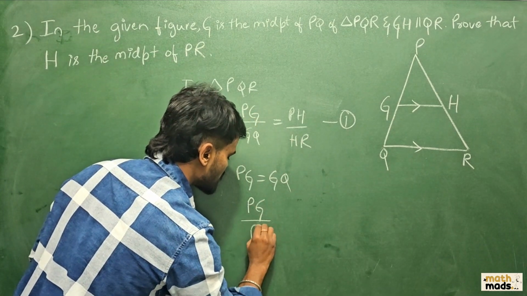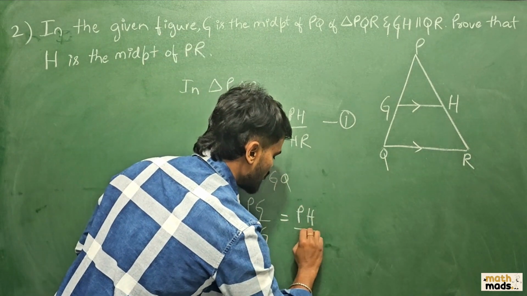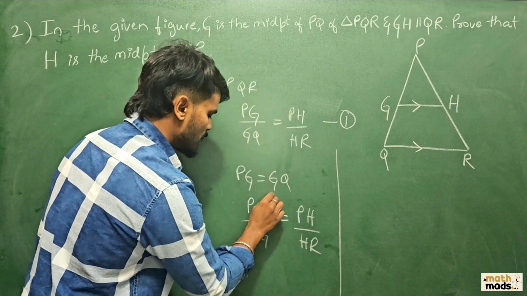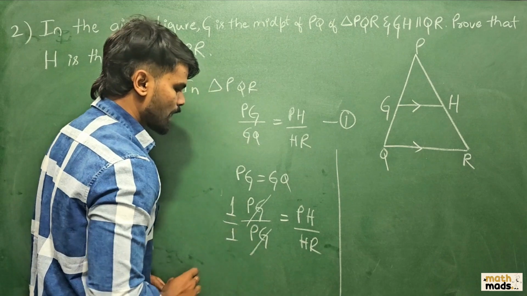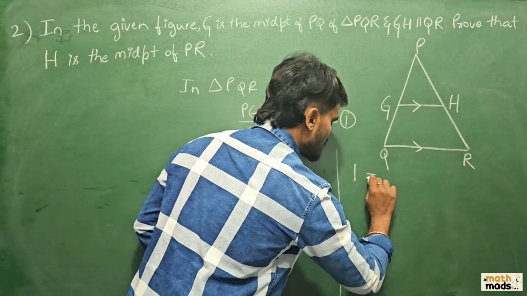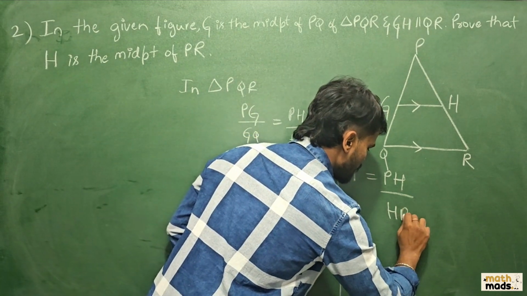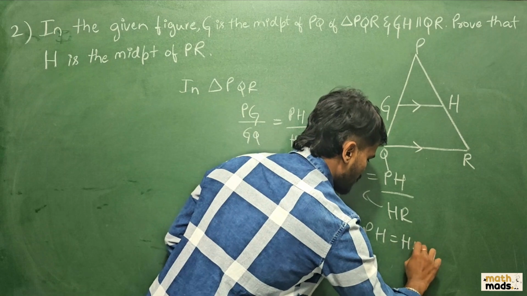So PG by PG is equal to PH by HR. So what do you get here? PG by PG, I can cancel out. I'll get 1 by 1. Correct? So you have 1 is equal to PH by HR. So if you cross multiply, what will you get? PH is equal to HR.